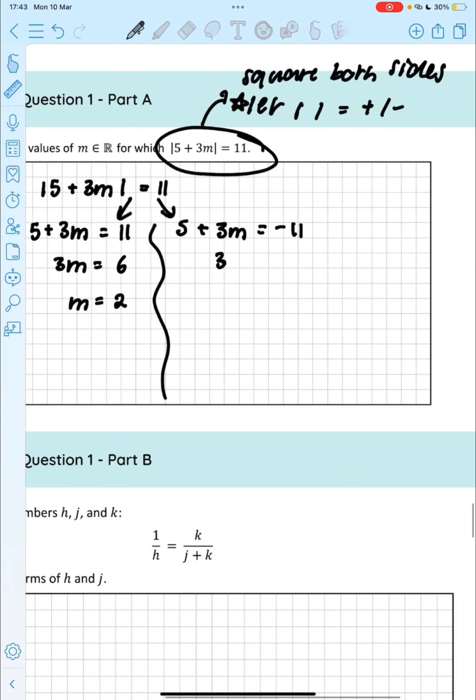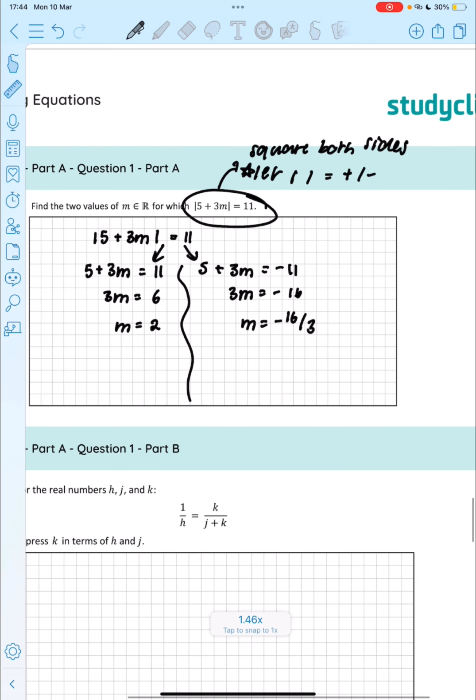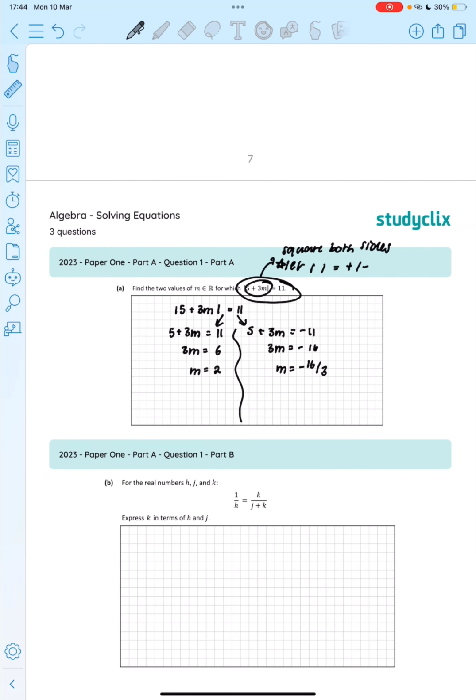Minus 5 both sides, 3m is equal to minus 16, m is equal to minus 16 over 3. And this way is just a lot easier to do, because if we're going to square both sides, what's very, very important is we need to square this 5 plus 3m that is in the modulus. We can't not square that, because otherwise we will get the completely wrong answer. It is not okay to literally just square 11. We have to square both sides properly.